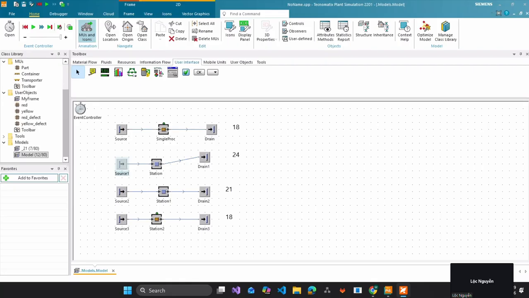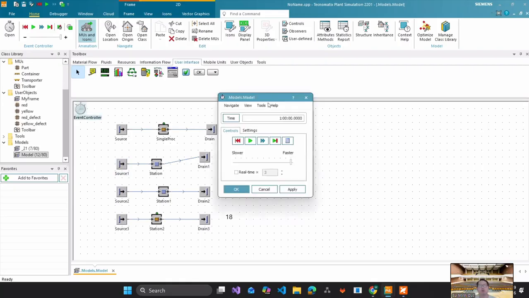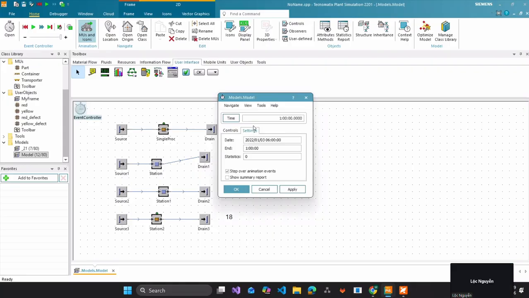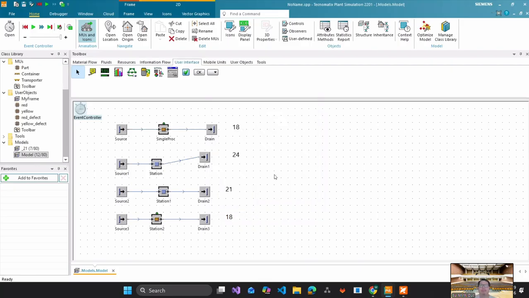But what I have... did you change something in the event controller? Do you set any time in this? Yeah, in 1 hour. I run the simulation in 1 hour. And then after 1 hour, I collect the data here. After 1 hour, my first production line give me 18 products. My second production line give me 24 products. And the third one, 21. And the last one is also 18.